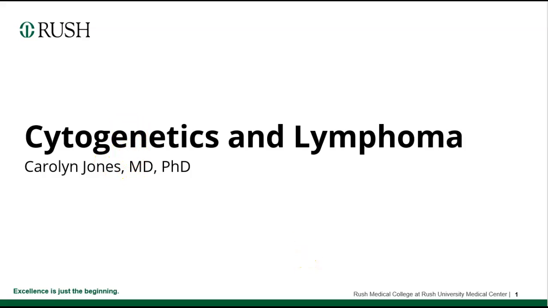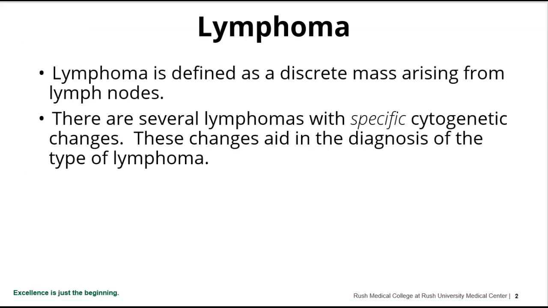Okay, this is going to be cytogenetics of lymphoma. So again, the pathologist, understanding the pathology first, this dovetails with the pathology. Lymphoma is defined as a discrete mass arising from lymph nodes. There are several lymphomas with specific cytogenetic changes, and these aid in the diagnosis and the type of lymphoma.